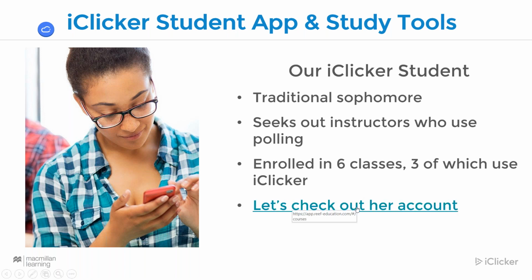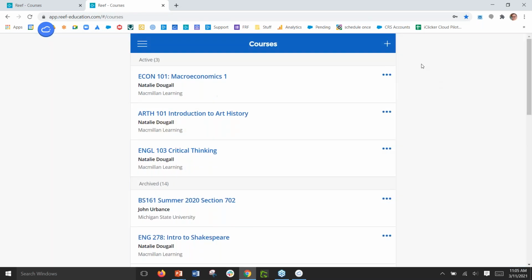So let's go ahead and check out her account, which I already had her logged in. Here we go. Just takes a moment. She's got a macroeconomics class, an introduction to art history, and a critical thinking course. When a student pays for an iClicker subscription, it's nice to remember that it's an all-you-can-eat affair. She only has to pay once to be able to use it in as many classes as possible. So you want to be talking to your colleagues about what they're using as their polling software and really try to get unified on the same solution so that students' dollars are being spent wisely.